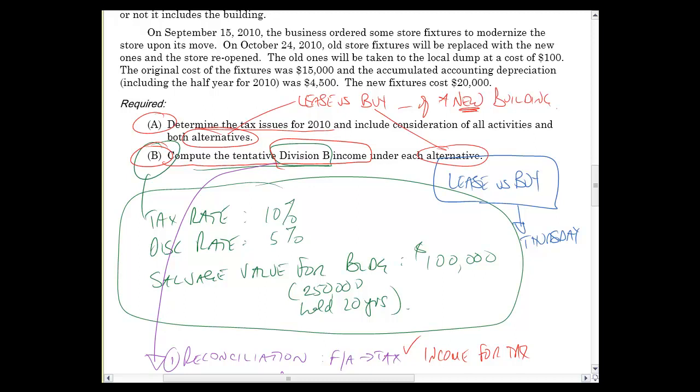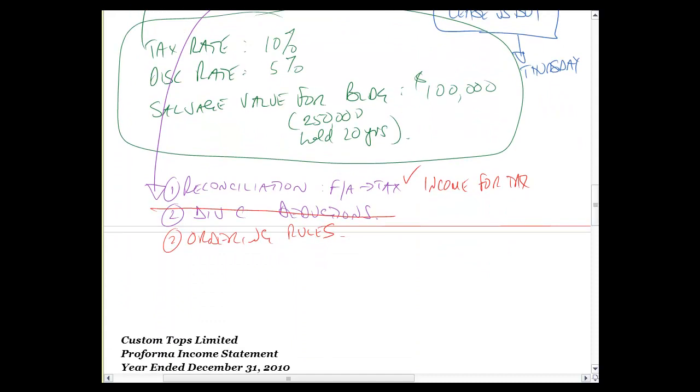But I want to bring them up because this will help you understand when you see Division B income, what we really mean. What's Division B income consist of? This is property income and the tax income.